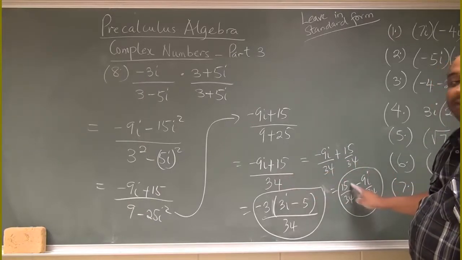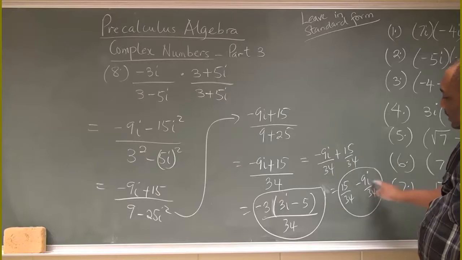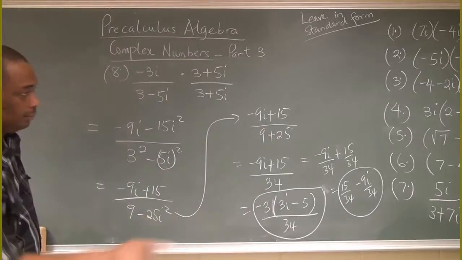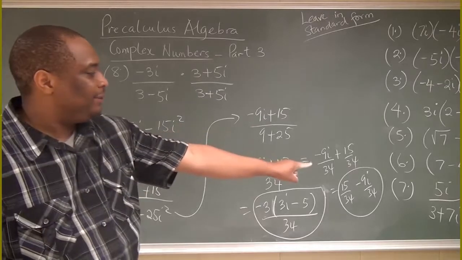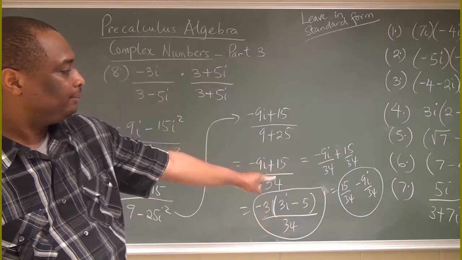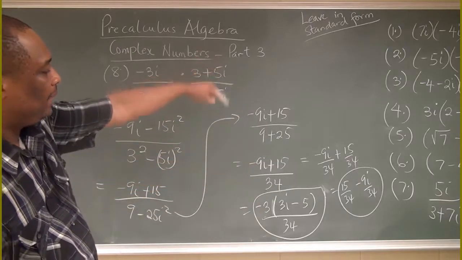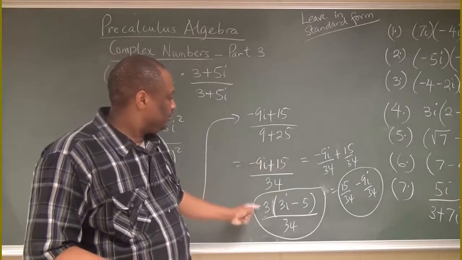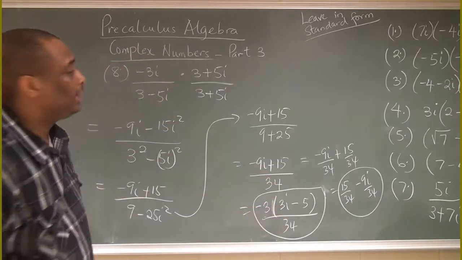Here, the real part is 15 over 34. The imaginary part is negative 9 over 34. And the pure imaginary number is negative 9i over 34. And the imaginary unit is i. So you can now put question 7 yourself in standard form. The rest of the ones we just have in standard form. But if you are not asked to leave it in standard form, then it's good to factor it out. If there are common factors, you factor them out.